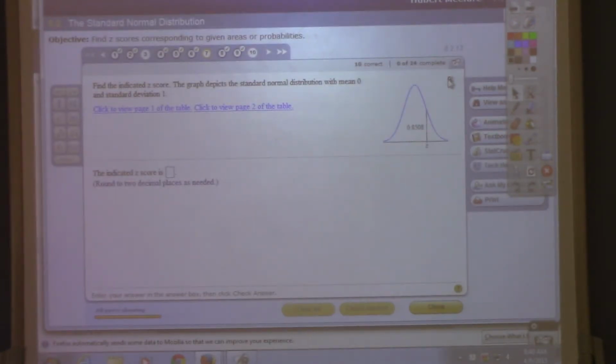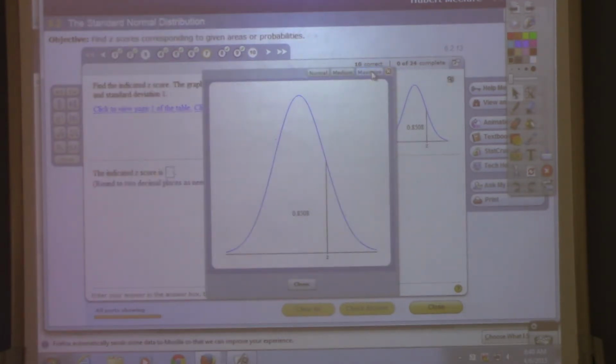All right, I'll blow it up for you. You don't have to read the directions. All you got to do is draw the picture.